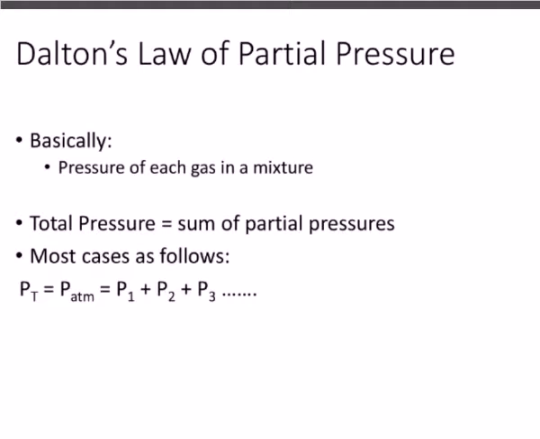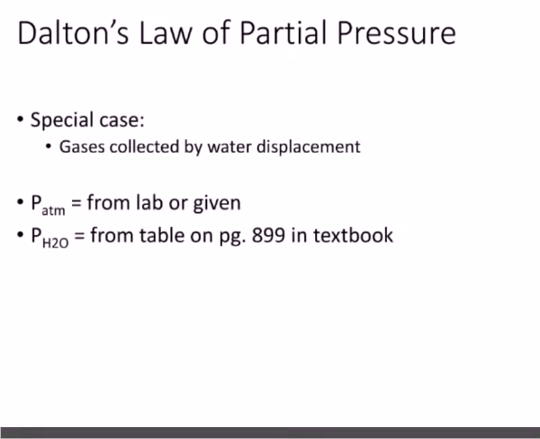In most cases, you just take your total pressure, or notice it says atmospheric pressure, and it's the pressure of gas 1 plus the pressure of gas 2 until you run out of all the gases. So you just basically add them up. A special case, though, is where gases are collected by water displacement. If they gave you a problem like this on the reading exam, which I don't know if they're going to or not, they would have to give you this table that I'm talking about here.